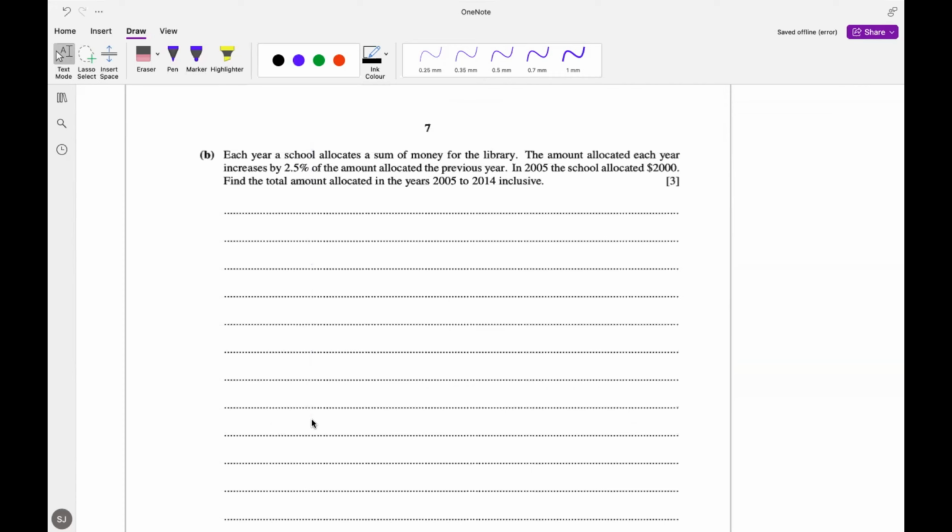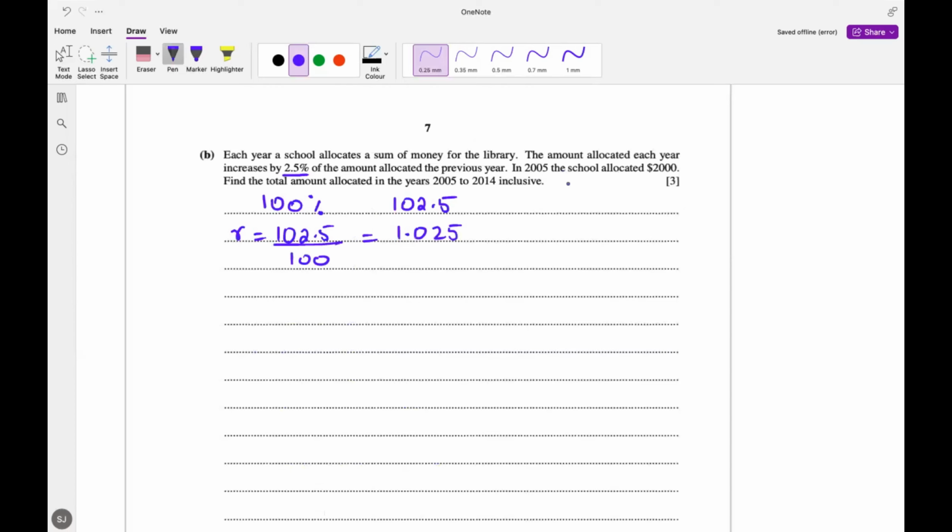Now in part B, we have a question which says that each year a school allocates a sum of money for the library. The amount allocated each year increases by 2.5%. Whenever we have an increase by a percentage, we can assume that if the initial value was 100%, increasing it by 2.5% will make it 102.5%. So the common ratio will be given by 102.5 divided by 100, so that will become 1.025.